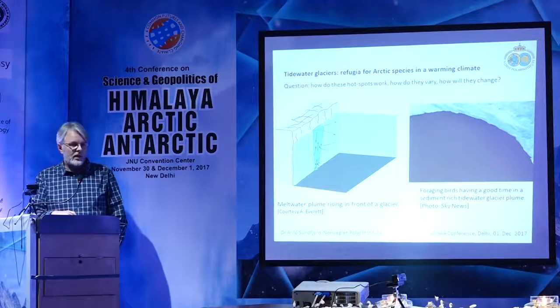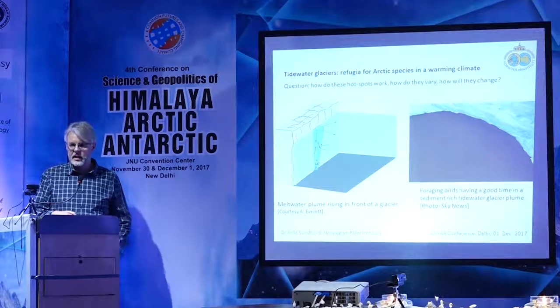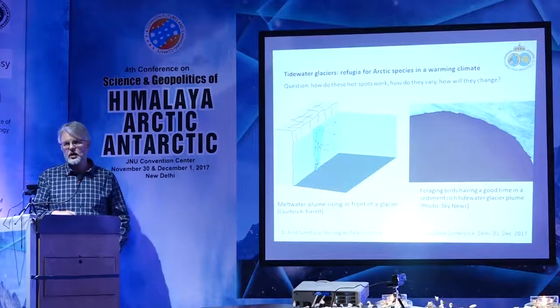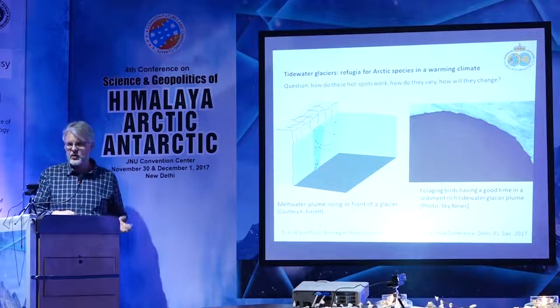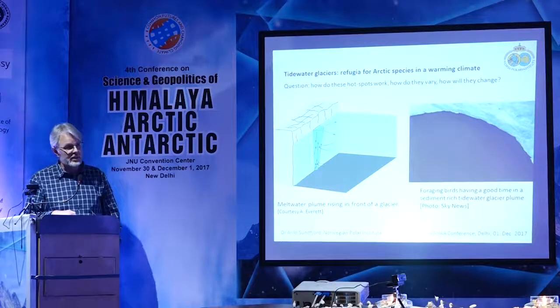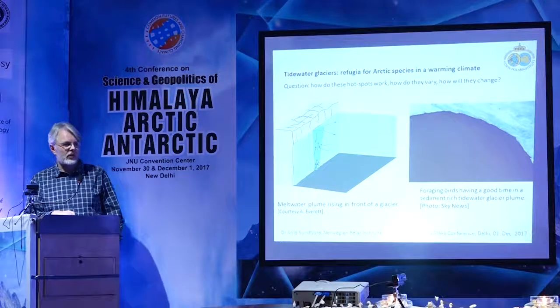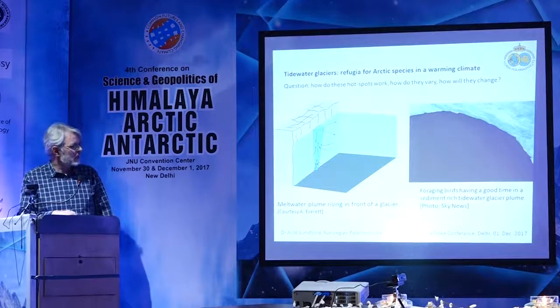So what we have seen in recent years is that as sea ice is retreating and the sea ice season is much shorter, a number of animals and birds are using the glacier fronts as a habitat and a feeding ground instead of using sea ice. So it is kind of a refugia for Arctic species or sea ice species.